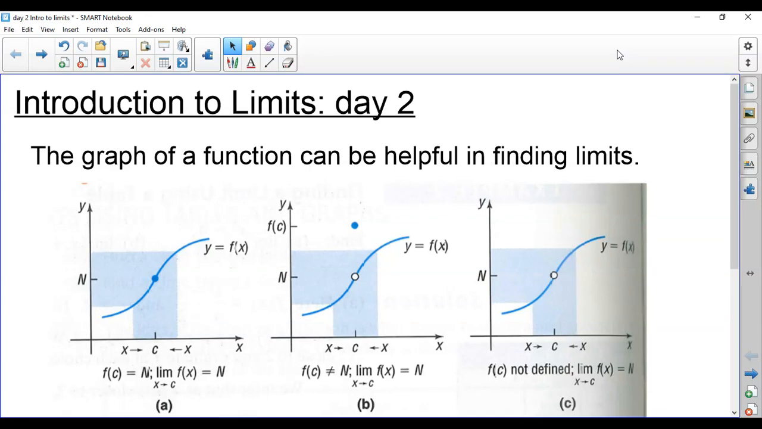On Thursday, we introduced limits by looking at a table of values for a function. Today, we're going to look at limits by looking at the graph. And the graph of the function can be very helpful in finding limits. There are three different situations here.